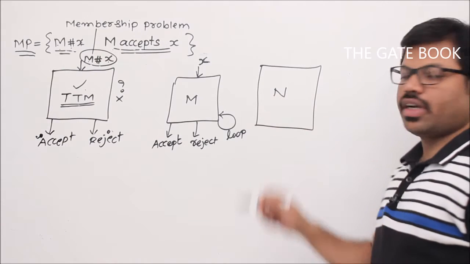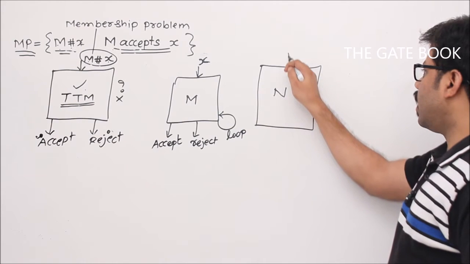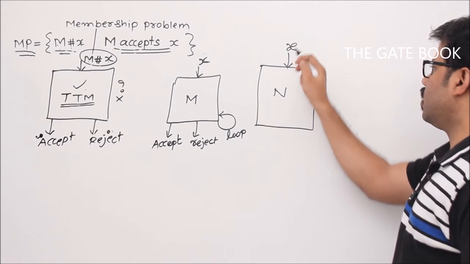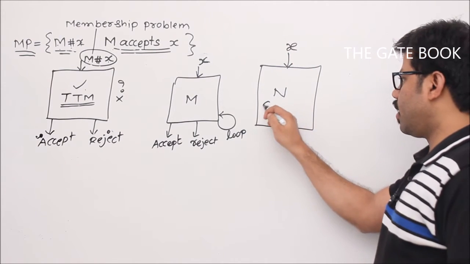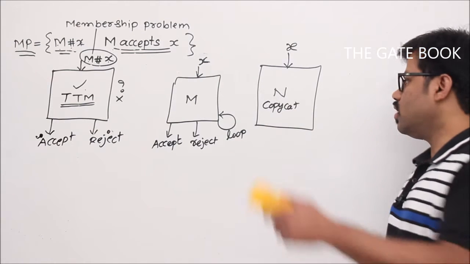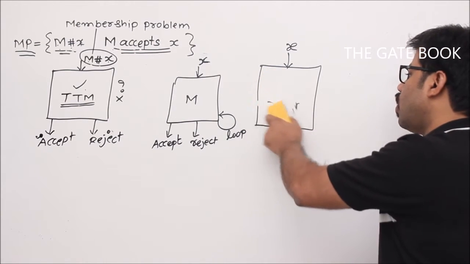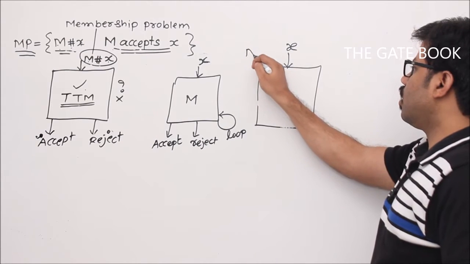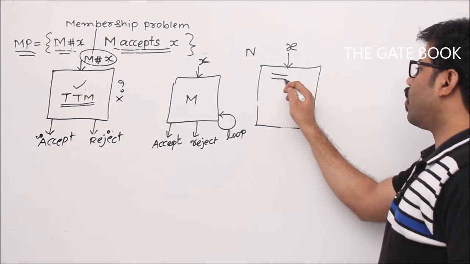Now let me create another Turing machine, let's say N. This is a very important Turing machine. Try to understand the functionality of that Turing machine. So N is a copycat. You know copycats, right? Copycats generally copy from others. So this Turing machine N is going to copy from M. That means Turing machine N is going to have the code of M.